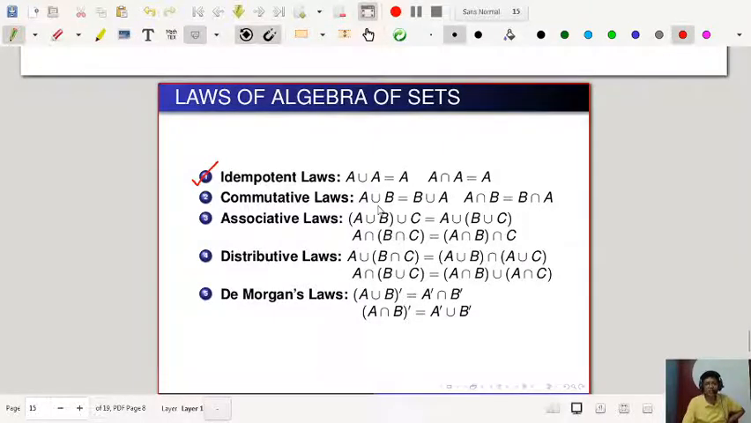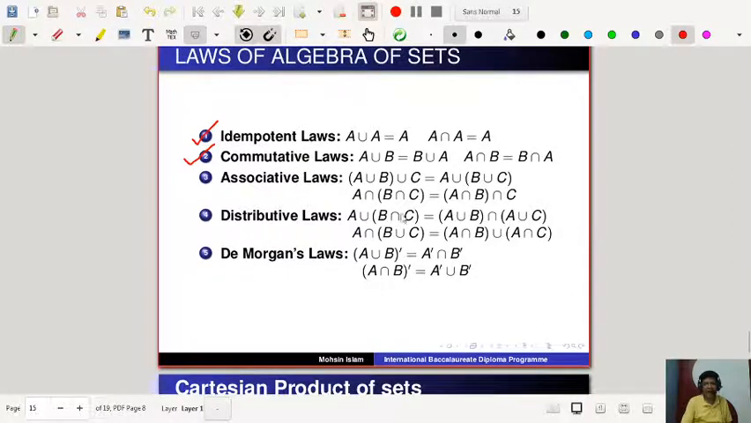And union is a commutative law. Next one is commutative laws. A union B equal to B union A. A intersection B equal to B intersection A. And there are associative laws also. A union (B union C) equal to (A union B) union C. Just see, your brackets are changed. You see the associative law? Yeah, I see it.